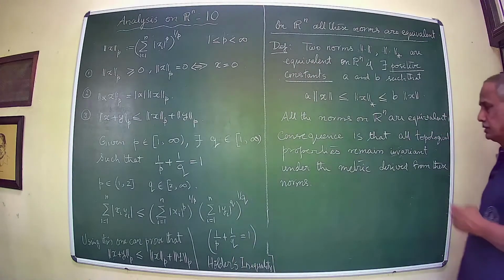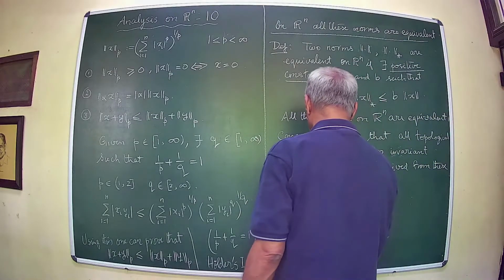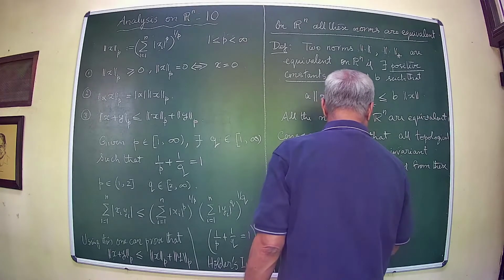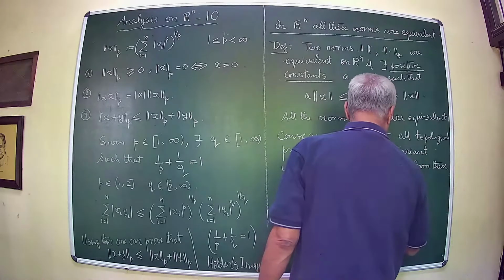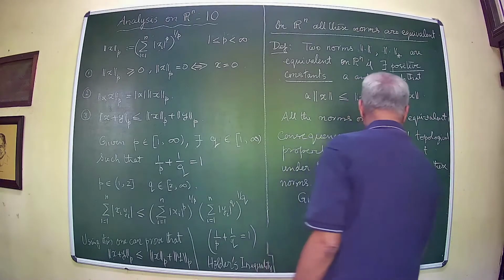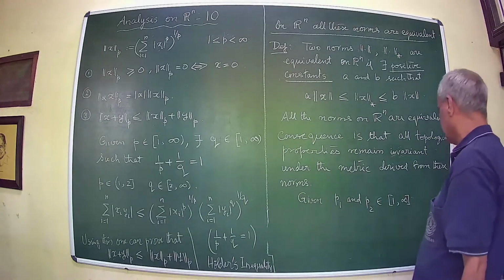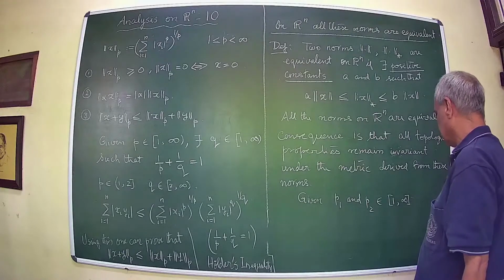That means, for instance, you can show that given V2, let me put this also, just P1 and P2 could be infinity also. That is the meaning of that. Okay.